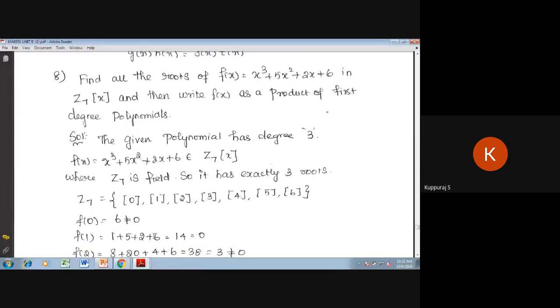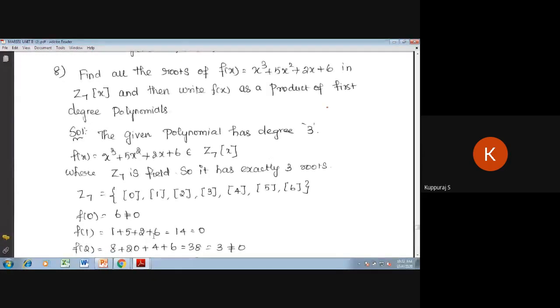Now find all the roots of f of x. So f of x is x cube plus 5x square plus 2x plus 6 over Z7 of x, and then write f of x as a product of first degree polynomials. So the degree of f of x here is 3. The coefficients of the indeterminate belong to Z7, which contains the classes from 0 to 6.